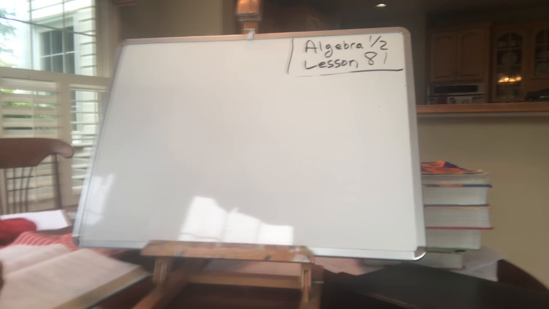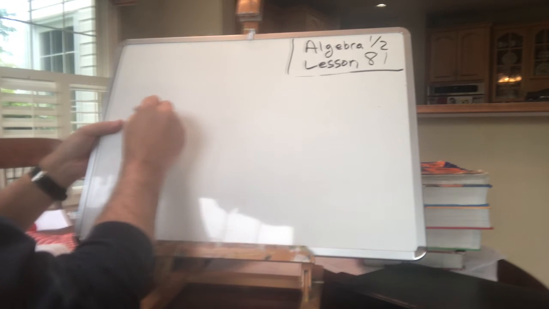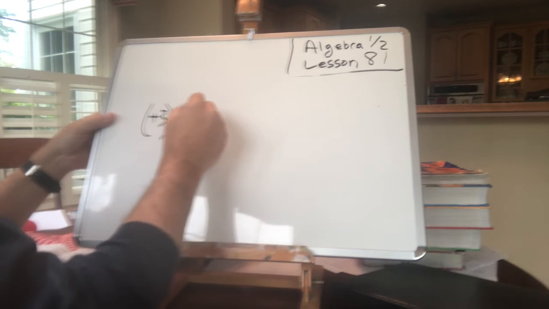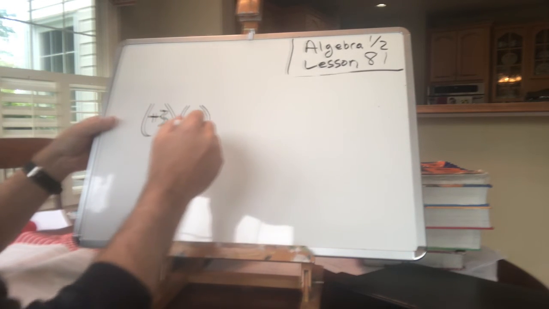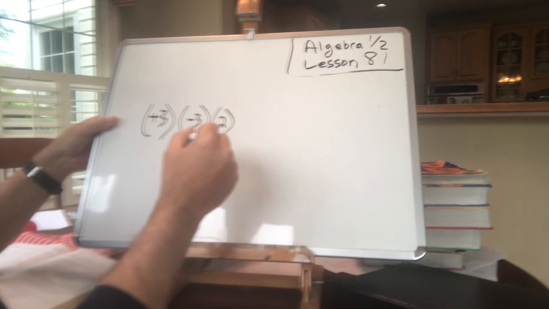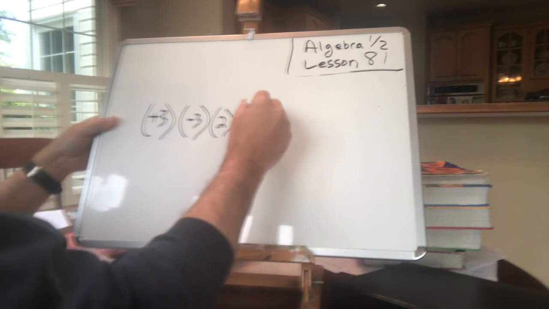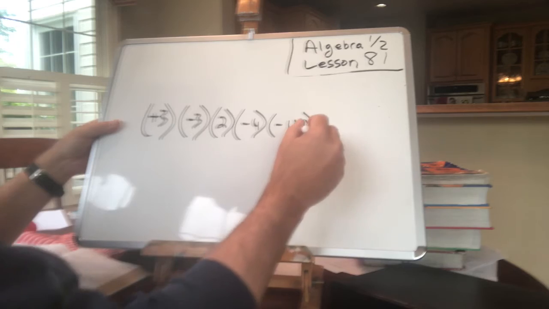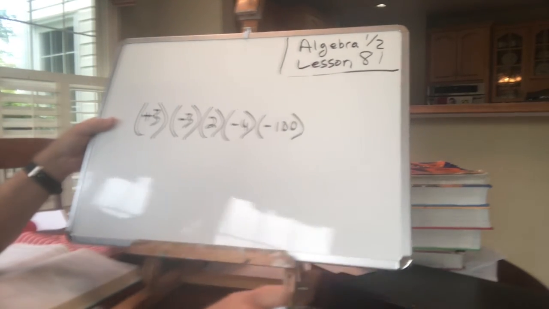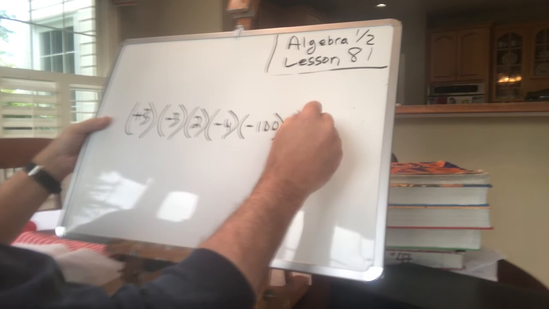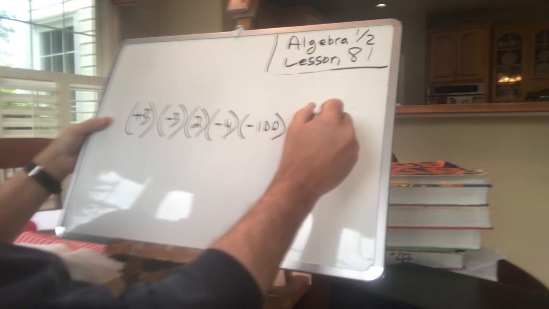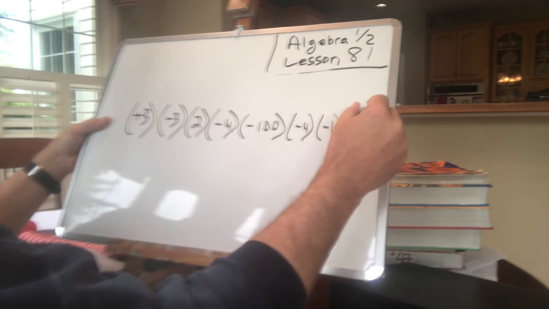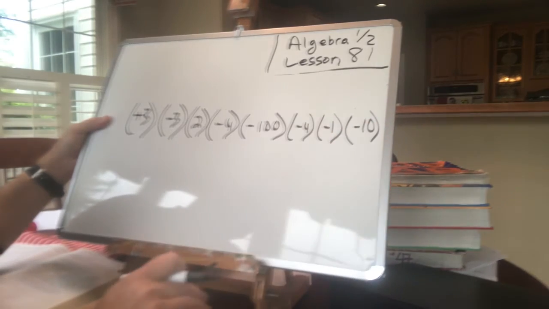The last example is +3 times -3 times 2 times negative 4 times negative 100 times negative 4 times negative 1 times negative 10. Did I get that all on the camera?